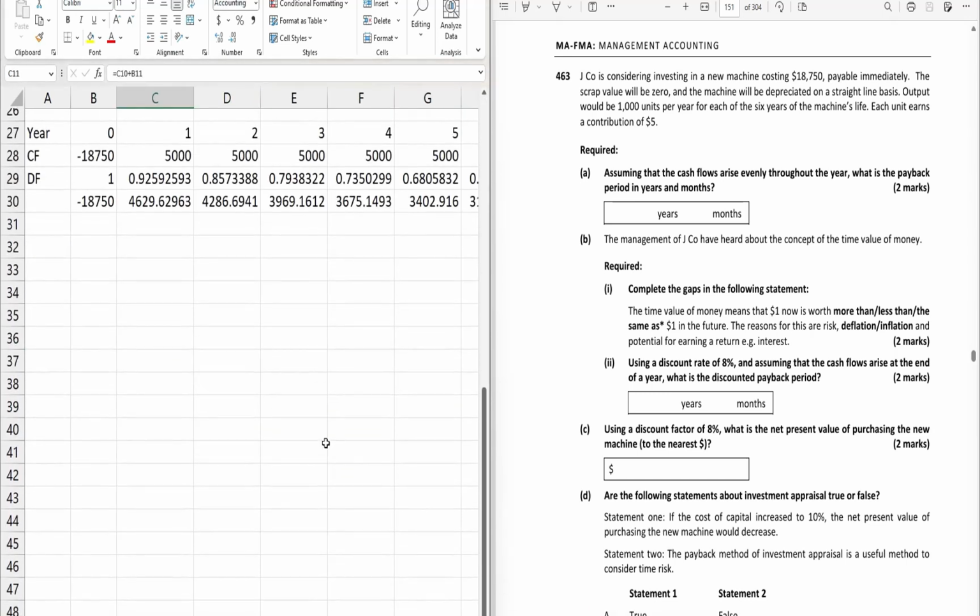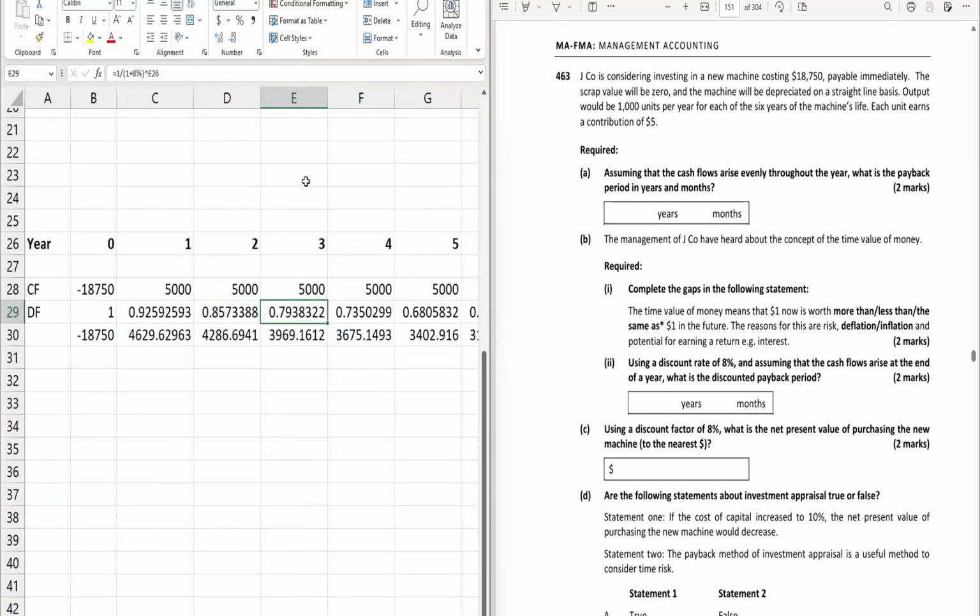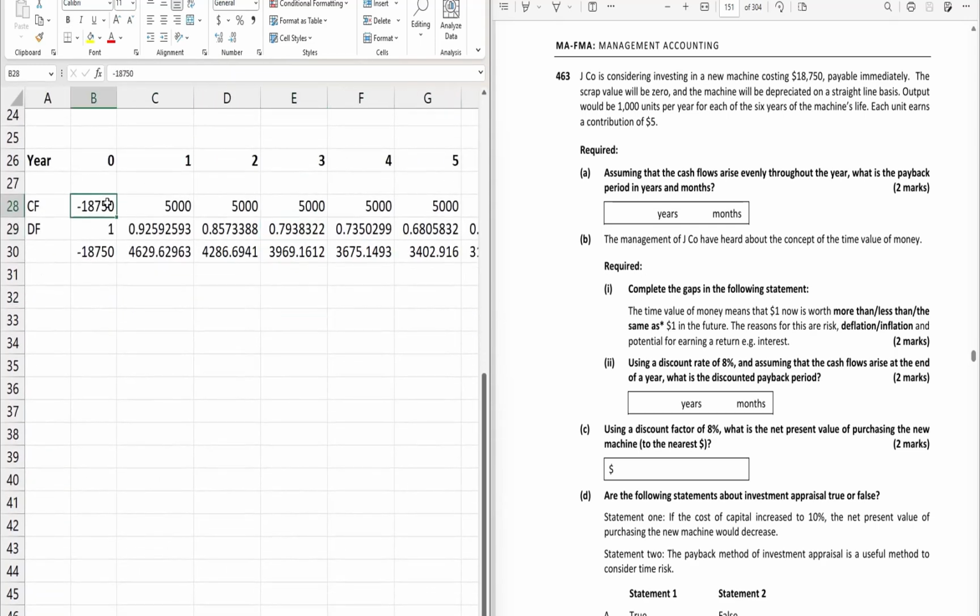You can see I have just done it here. So this one is our year. So the year is 0, 1, 2, 3, 4, 5, and up to 6, because the useful life of the machine is 6. That's why I have taken up to 6. And the cash flow immediately is 18,750, and then we will earn 5,000 constantly. But we have to now discount this cash flow.